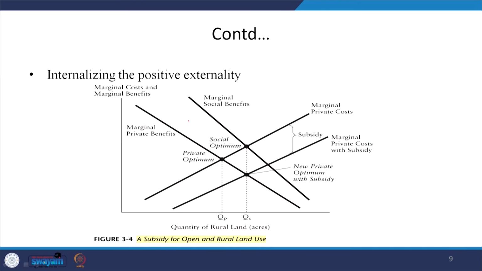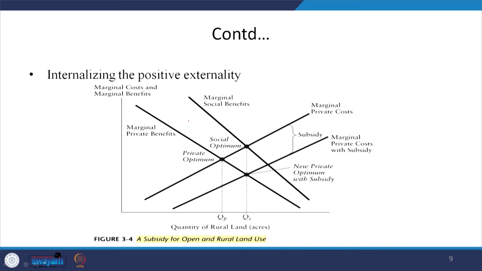So, in this example, in this graph, you can easily see that we have marginal private cost and with subsidy, without subsidy.